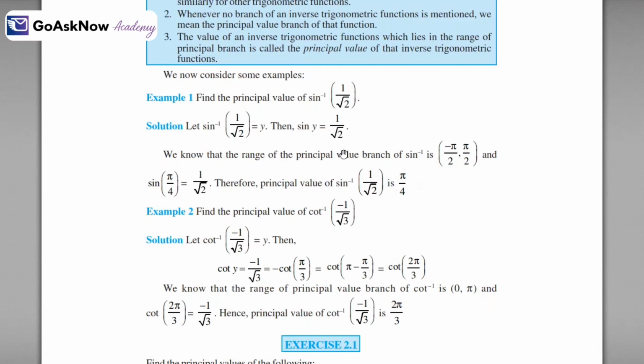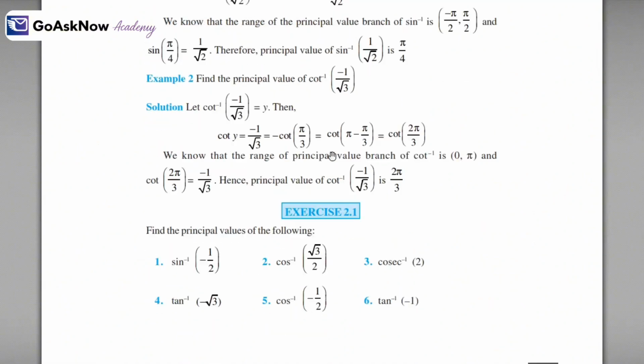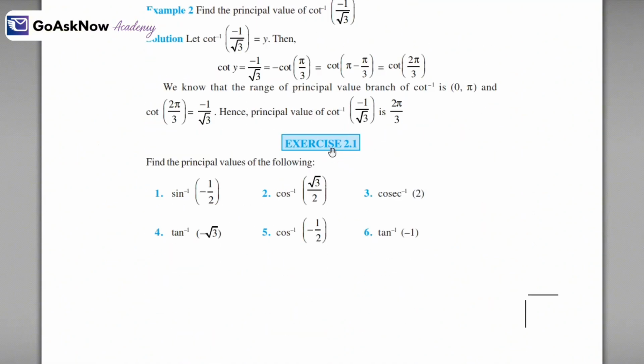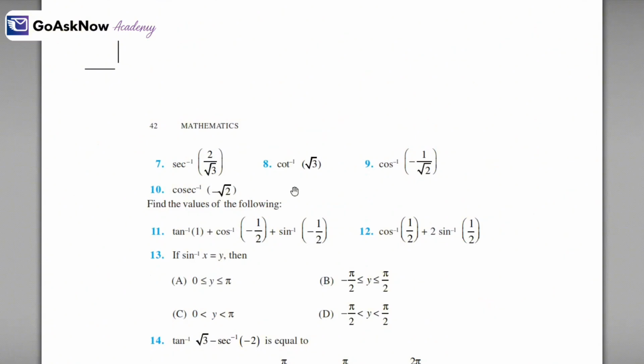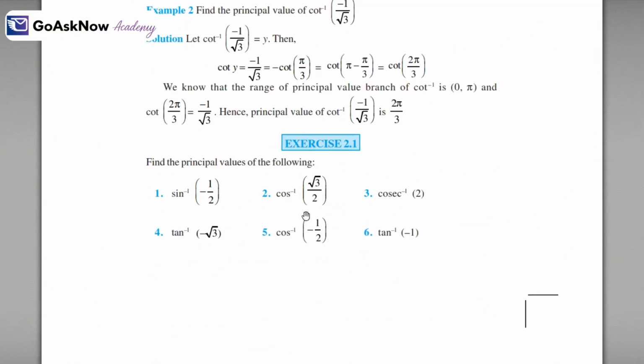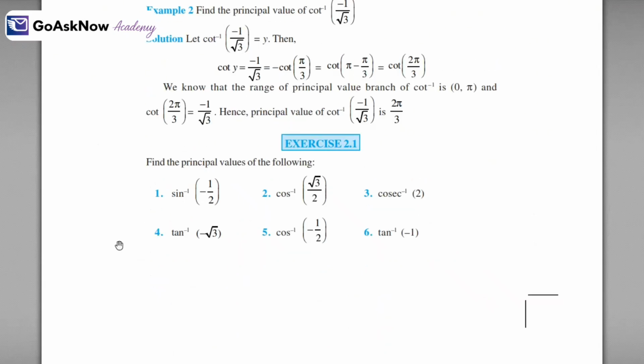What is the next question? Exercise 2.1 is there. So I will take some examples from this exercise. Let's try to solve some questions. Let's find out which question I should take. I will solve the fourth part, tan inverse minus root 3.